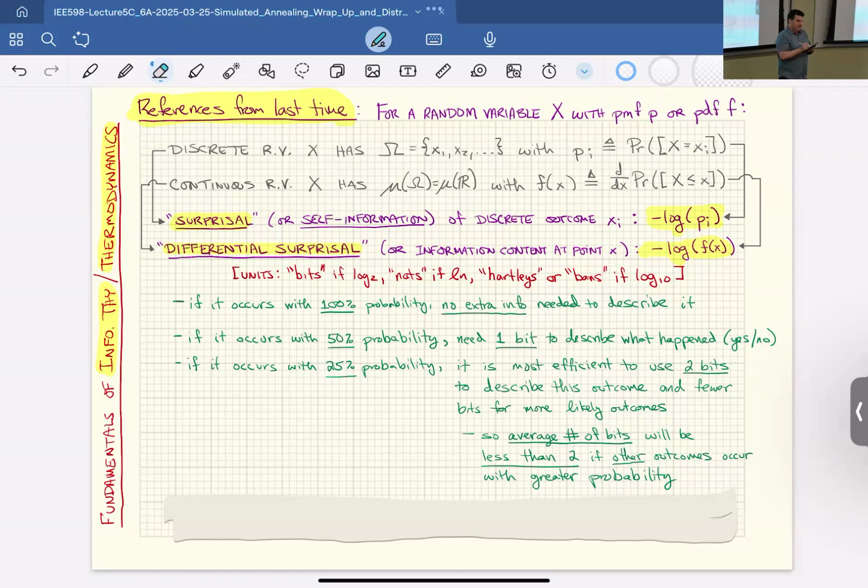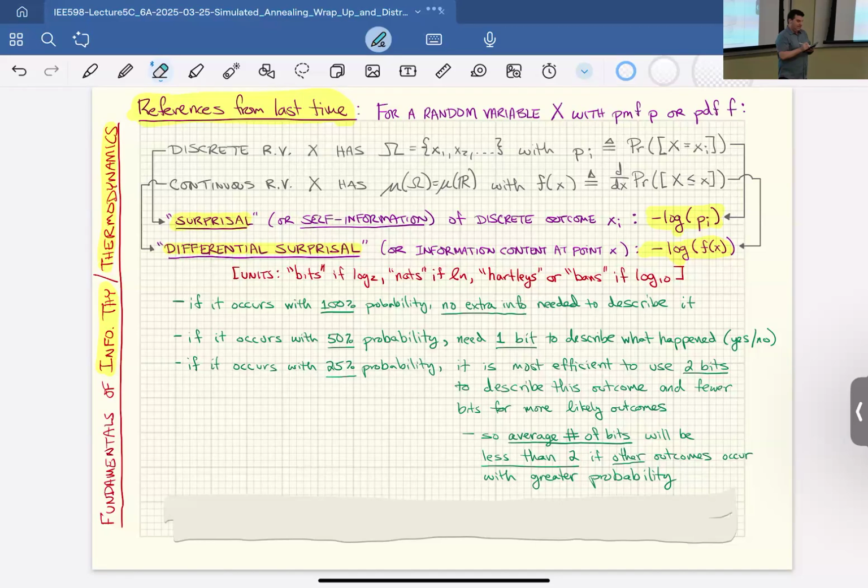So that's why, when we say an outcome occurs with 25% probability, 1 over 0.25 gives us 4. Log of 4, if you use log base 2, gives me 2 bits. So we say there are 2 bits of surprisal in something that's 25% likely.